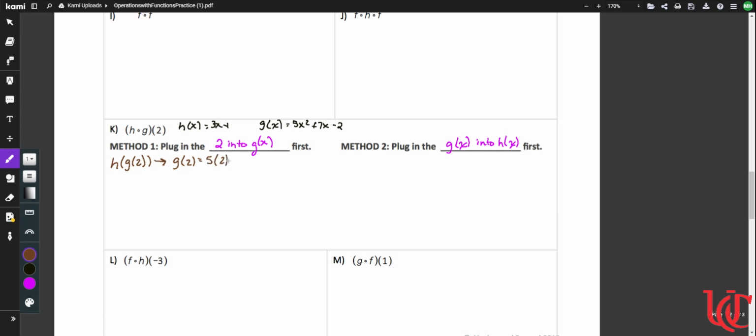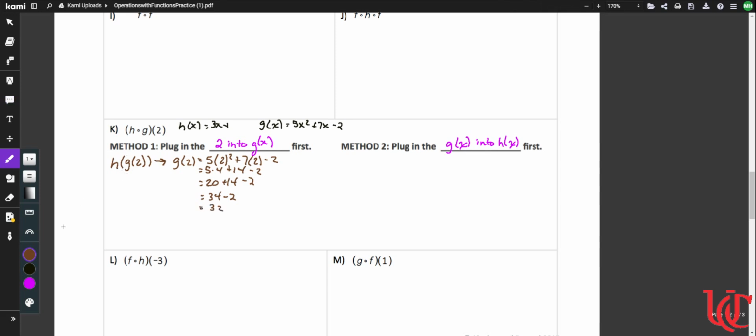So first step is g of 2, which equals 5 times 2 squared plus 7 times 2 minus 2. Order of operations, do the squared. So this is 5 times 4 plus 14 minus 2, which is 20 plus 14 minus 2, which is 34 minus 2, which is just going to be 32, which is not the funnest of numbers, but it's okay.